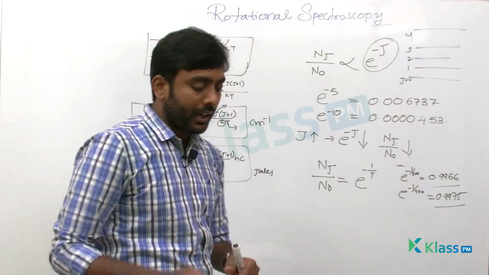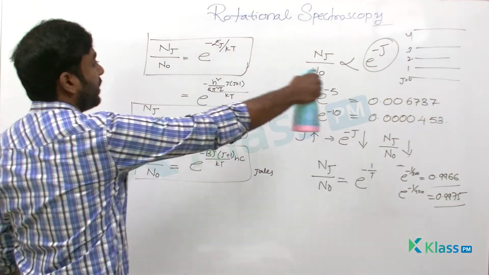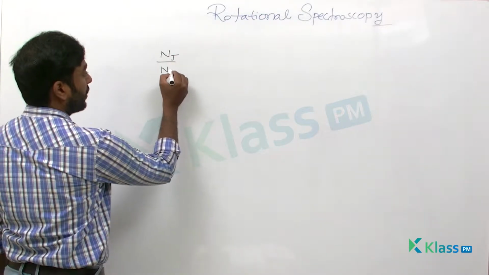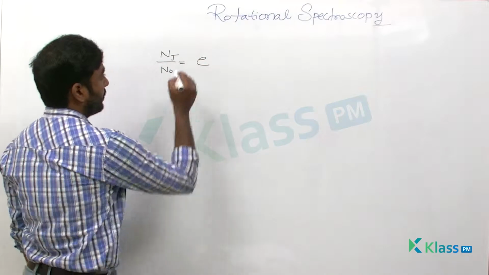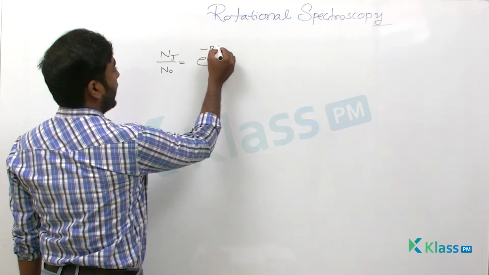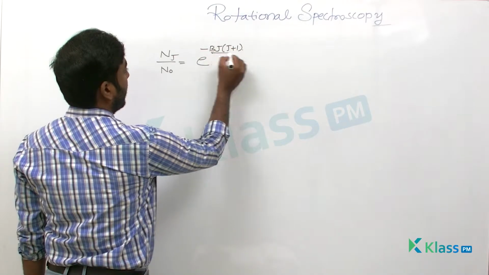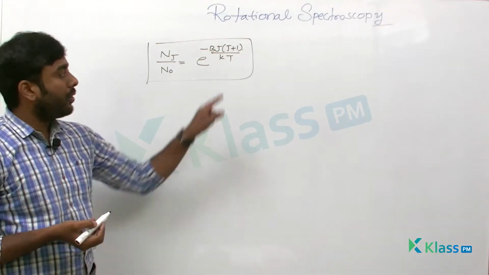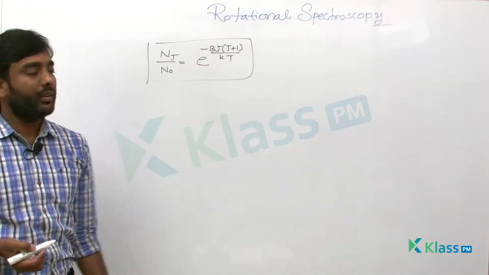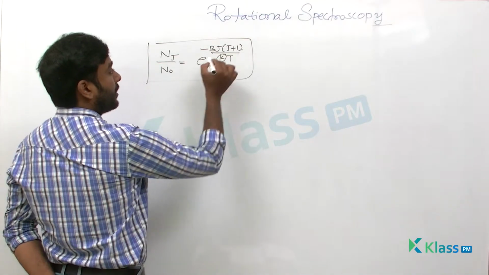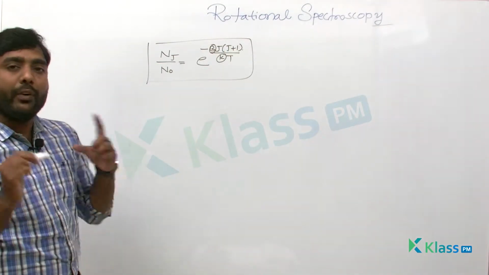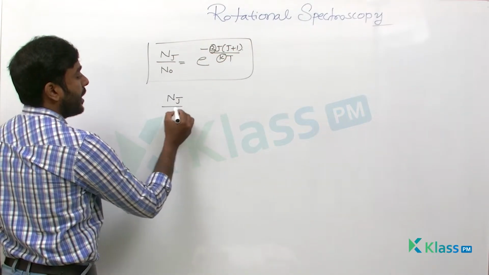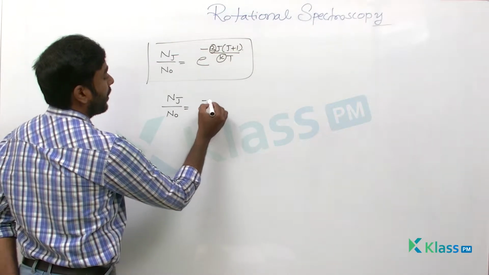So from this, two conclusions we can make. See here, what is the formula? Relative density of population nj by n naught is equal to e to the power of minus b into j plus 1 by kt. This is our formula in wave number terms. If it is in joules, you have to keep just h and c here. Now here, k is a constant, b is also constant. So only variables are j and t. How is j influencing? Nj by n naught is equal to e to the power of minus j.